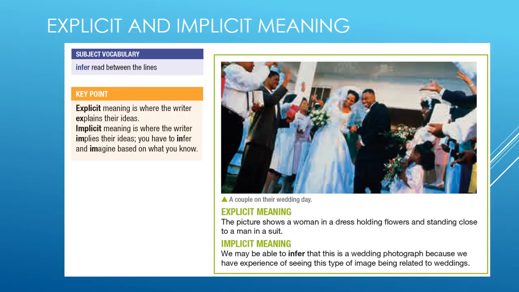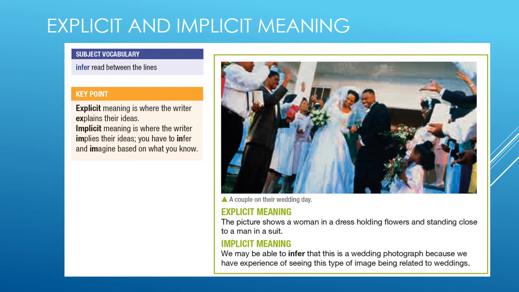Explicit and implicit meaning. Subject vocabulary. Infer means read between the lines. Then key points. Explicit meaning is where the writer explains their ideas, right? Very directly and clearly. Implicit meaning is where the writer implies the ideas. You have to infer and imagine based on what you know. It's not given directly, it's implied. So it's implicit.